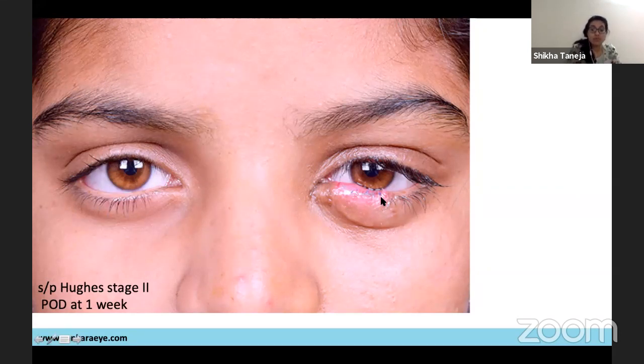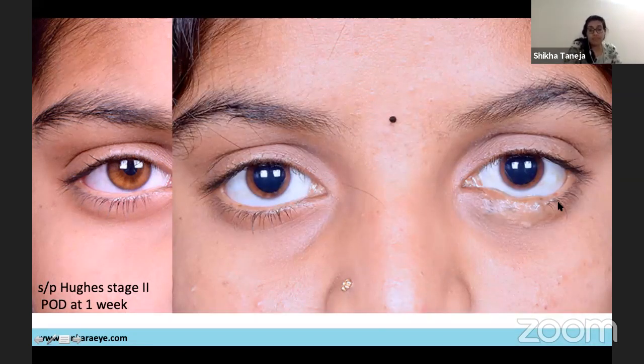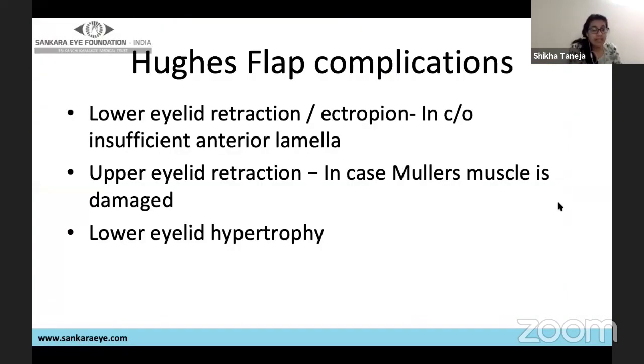This is status post stage 2, post op day 1 week. And this is how it looks after 1.5 years. So what can be the complications? Again, as I discussed, lower eyelid retraction, ectropion whenever the anterior lamella is insufficient. So we should have nice anterior lamella.